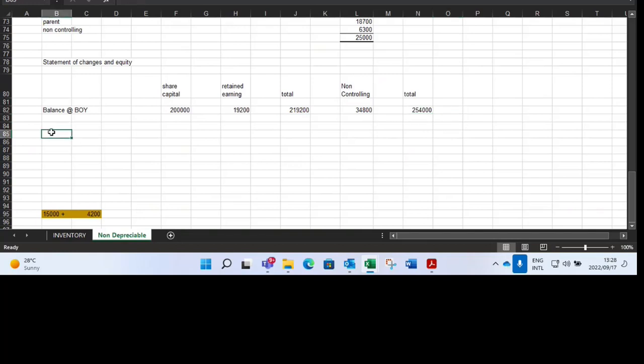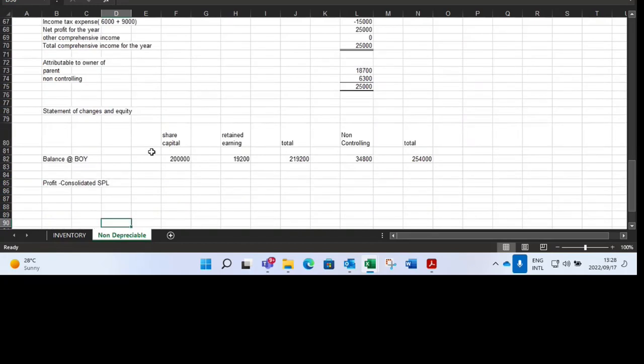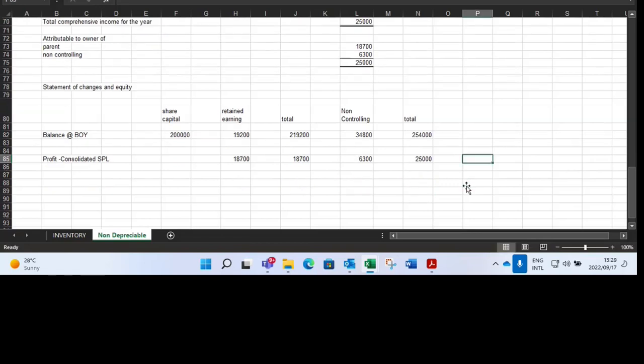Then we have the profit that happened during the year. So we're going to take it from our consolidated SPL. How much was the profit? It's 18,700. Then the one for non-controlling will be 6.3. Then we have the balances at the end of the year.